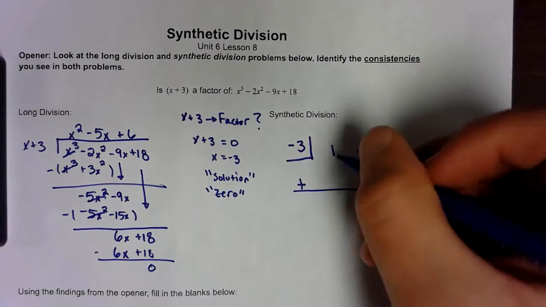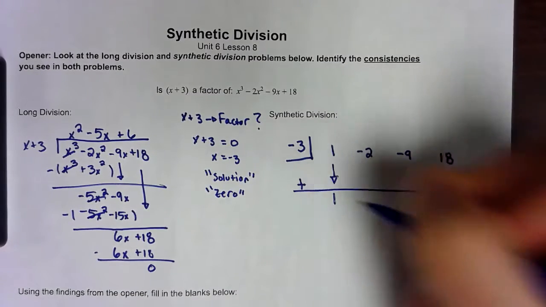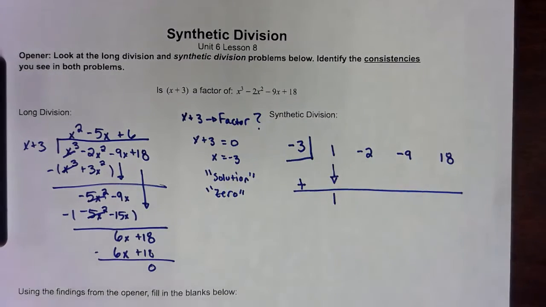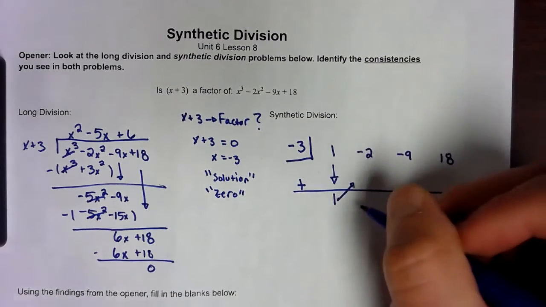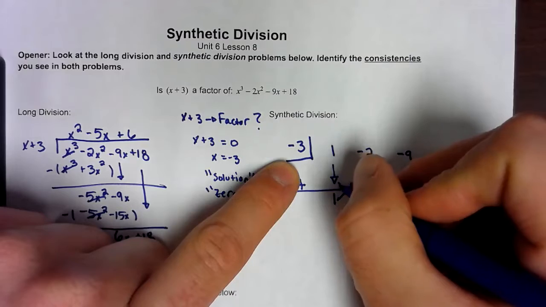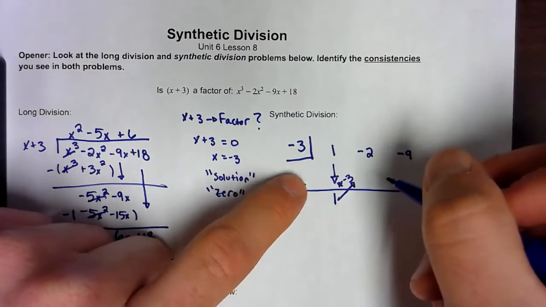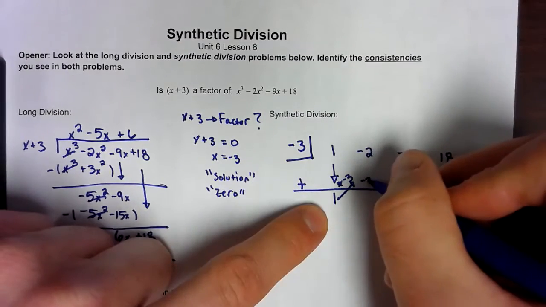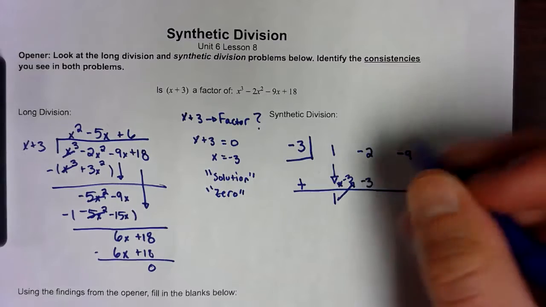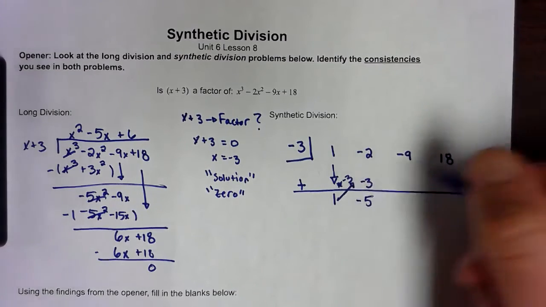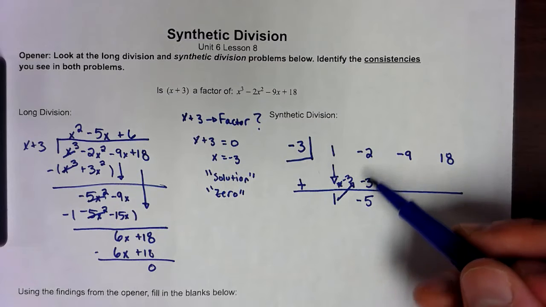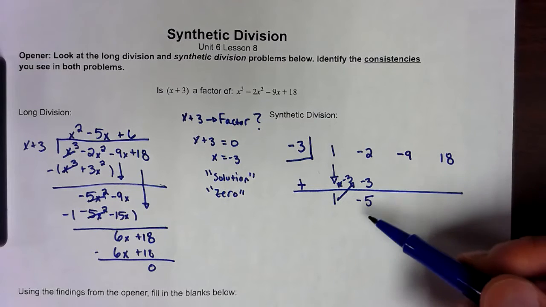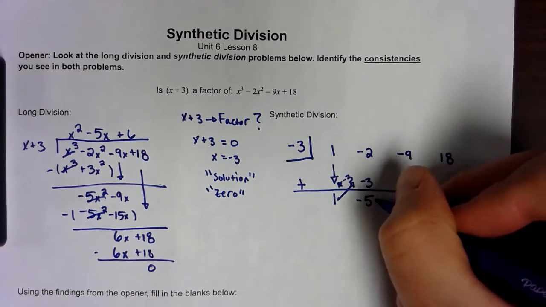First thing we're always going to do is bring down this first number; you don't change it. It comes below our addition bar and we move on. Once we get a number below this addition bar, we take that number and multiply it by the number in the chair. So I'm going to multiply it by -3. 1 times -3 is -3. -2 plus -3 is -5. We'll always take the number below, multiply it by the number in the chair, and then add down. And then the process starts over again.